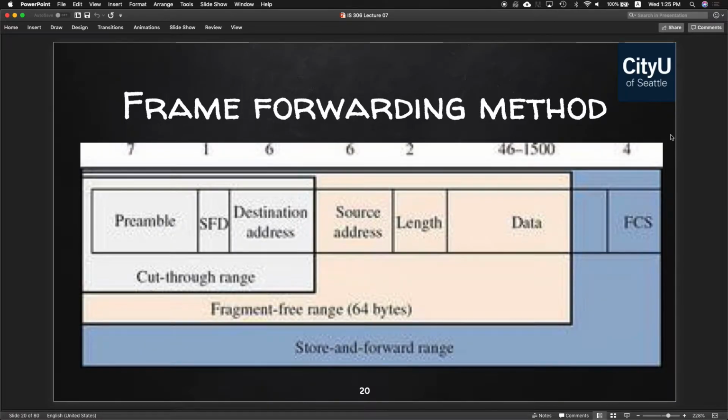And as in this image in the textbook that we have, you can easily visualize, if this is your frame, the store and forward range would basically try to receive the whole frame first before forwarding it. The cut-through range would only need until the destination address to send it. The fragment-free range already comes to the data. It does not need the whole data, but at least it includes the source address and the length.